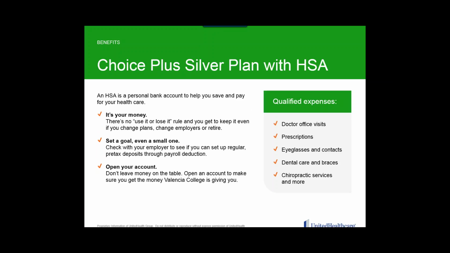Next. So again, the Choice Plus Silver Plan is the one that has the HSA available with it. The qualified expenses, we do have a sheet of paper, a flyer that tells you what the eligible medical expenses are. But doctor's office visits, prescriptions, glasses, contacts, dental care, braces, chiropractic, all of those things. One of the things that is really nice about the health savings account is, let's say you pick the account single, but you do have dependents. You can pay for your dependents' medical expenses, even if they're not covered under your medical plan here at Valencia. So that is an advantage.